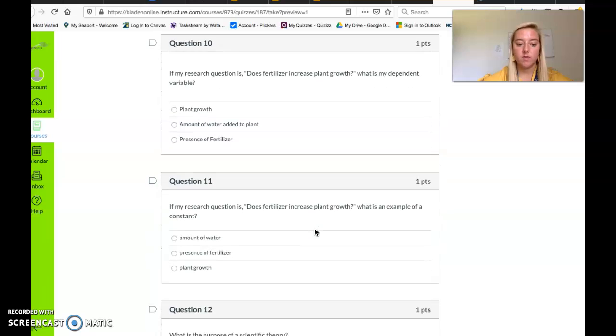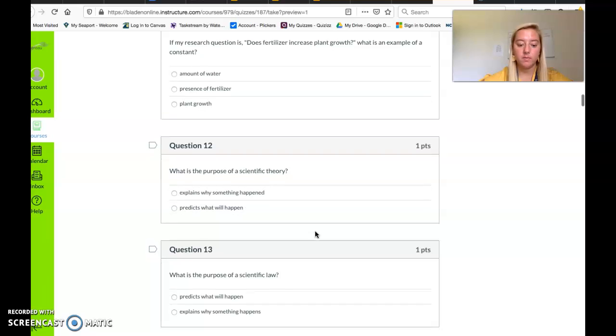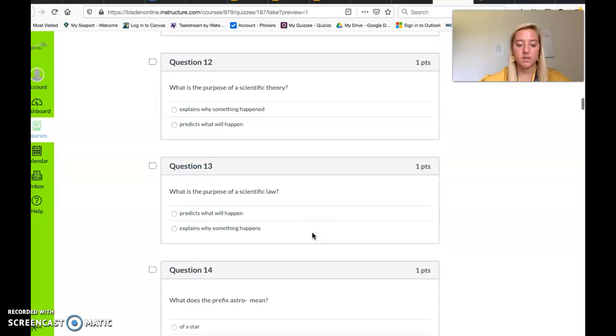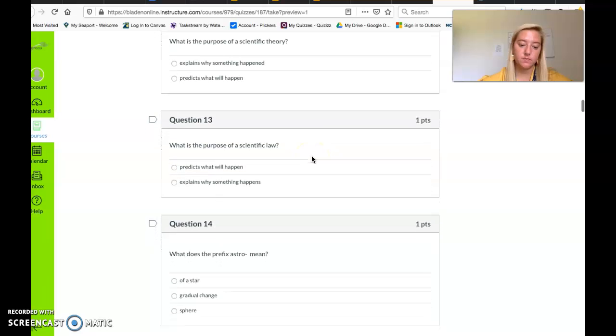Question 11, if my research question is, does fertilizer increase plant growth? What is an example of a constant? Amount of water, presence of fertilizer, or plant growth? Question number 12, what is the purpose of a scientific theory? Explains why something happened, or predicts what will happen. Question number 13, what is the purpose of a scientific law? To predict what will happen, or to explain why something happens.